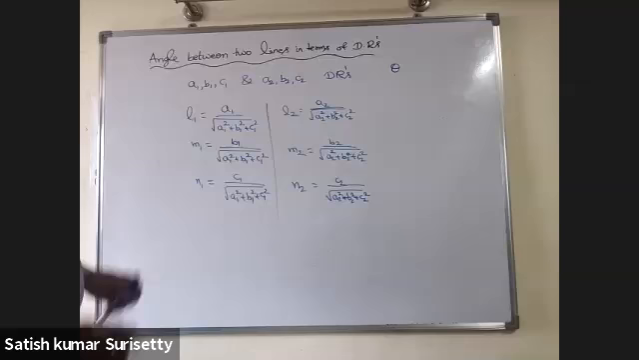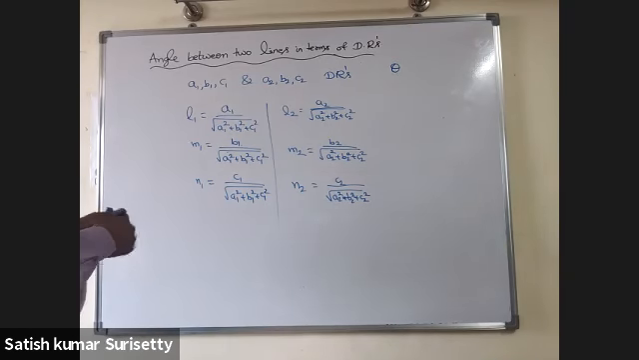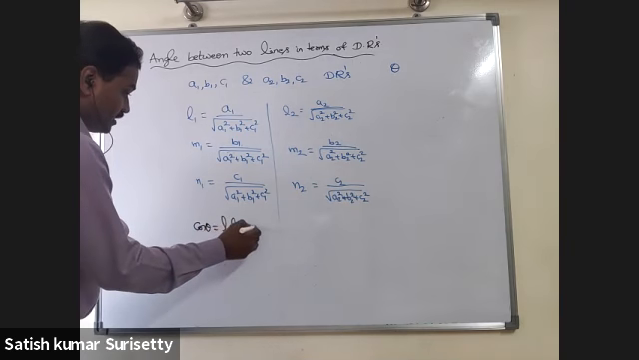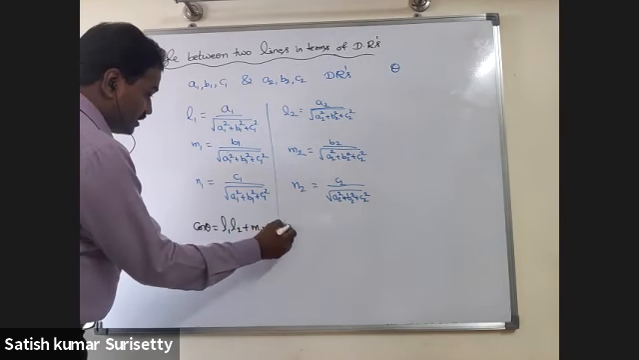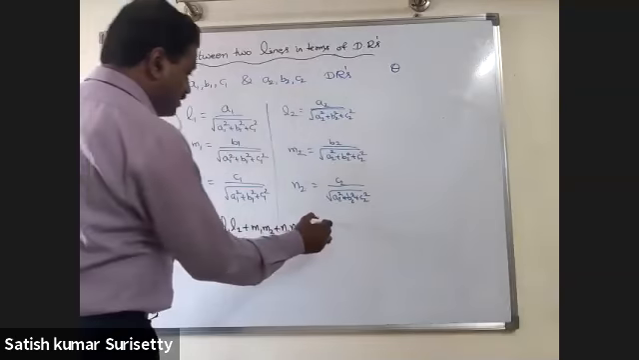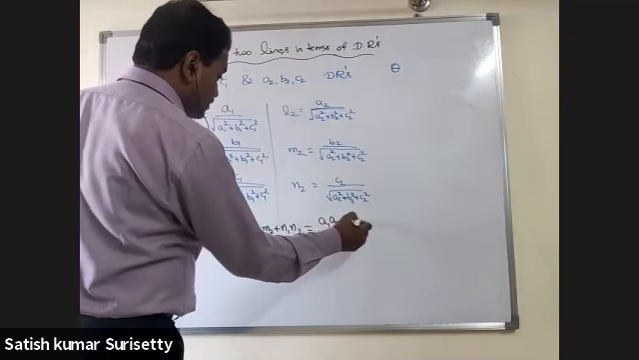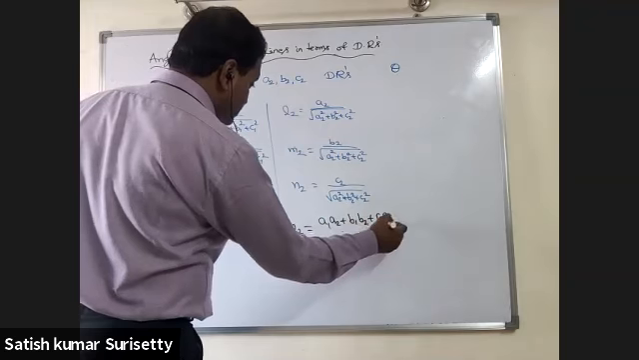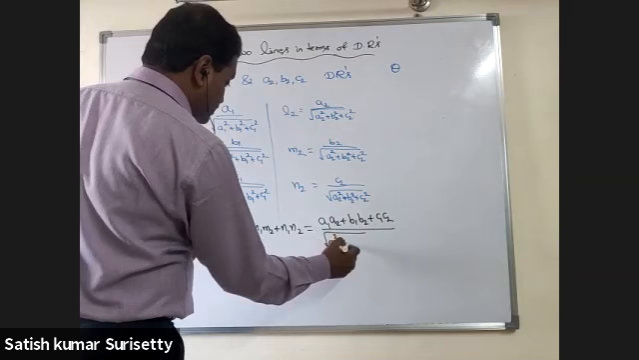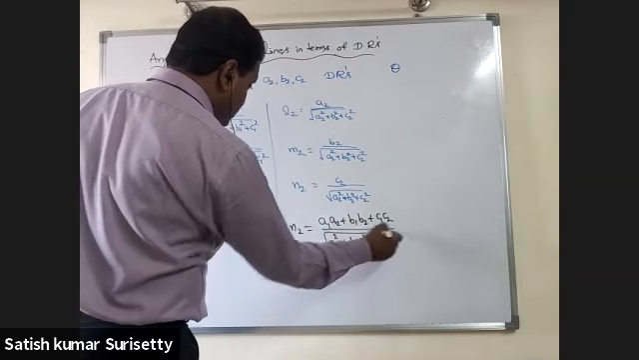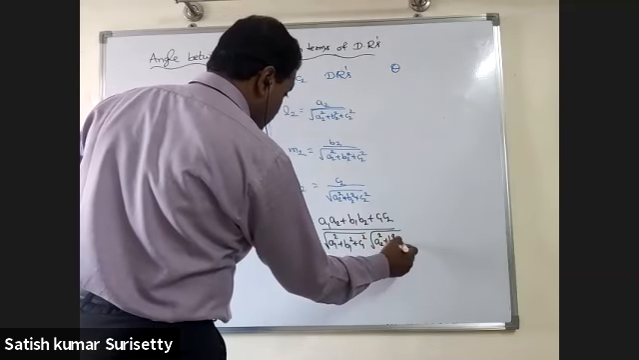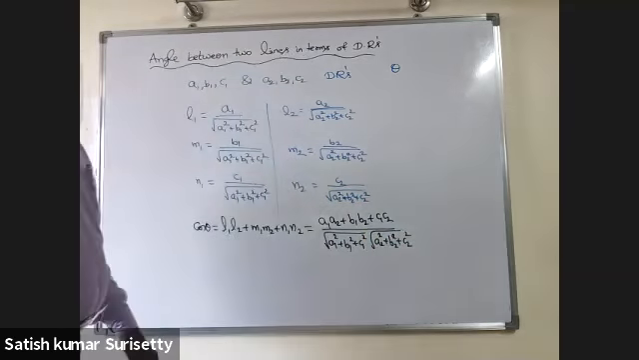Now use the previous formula. So cos theta equal to L1 L2 plus M1 M2 plus N1 N2. So that is A1 A2 plus B1 B2 plus C1 C2 upon root of A1 square plus B1 square plus C1 square, root of A2 square plus B2 square plus C2 square.